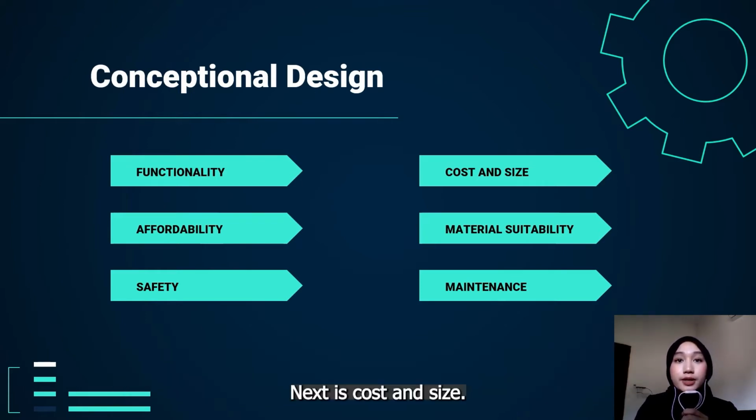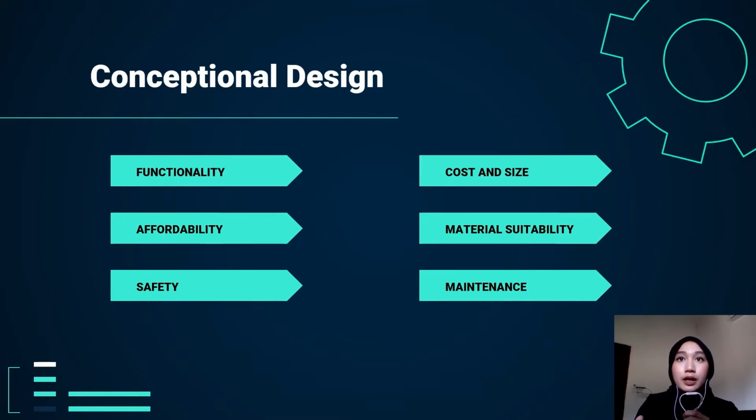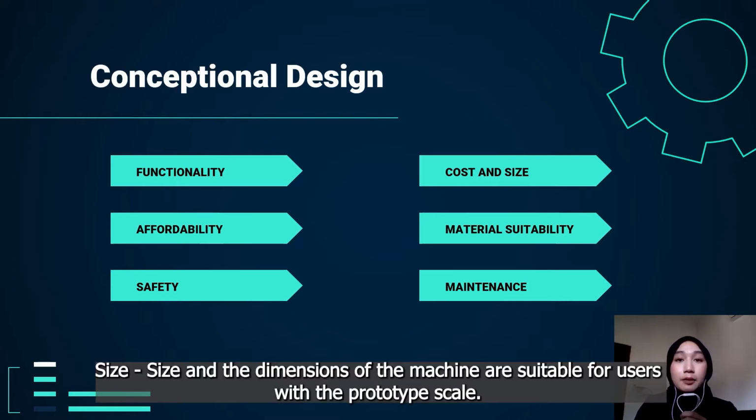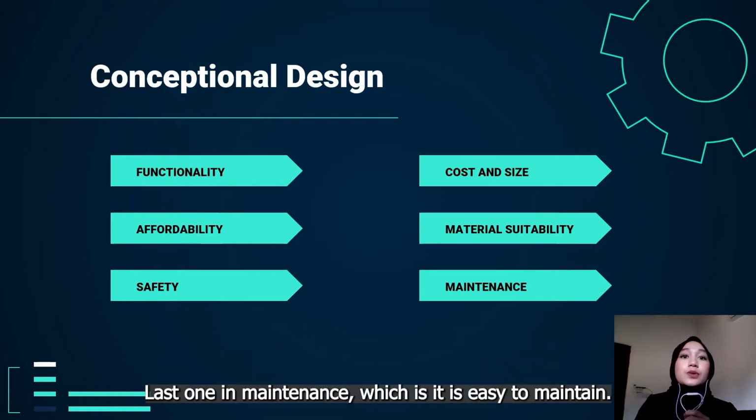And then cost and size. So for the cost, the operation cost is more affordable and worthwhile if we compare with any other cleaning robot. And the size and the dimension of the machine are suitable for users with the prototype scale. The next one is the material suitability, in which the materials are solely to aid cleaning in households. So the materials are user and family friendly. And the last one is for the maintenance, in which it is easy to maintain.